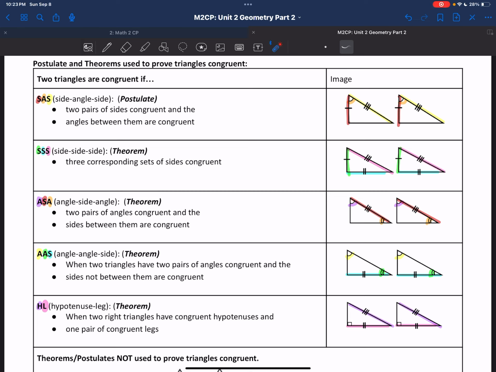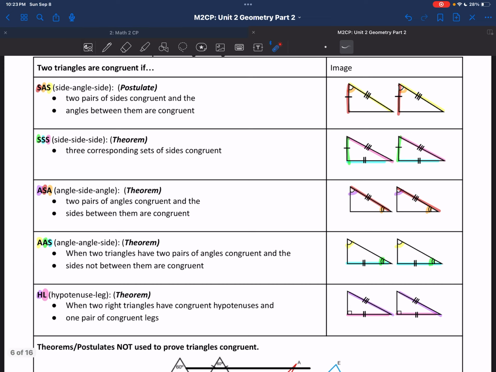And then lastly, you have the hypotenuse leg. When two right triangles have congruent hypotenuses and one pair of congruent legs, then we know that they're going to be congruent. Which makes sense, because if these are the same, let's say this is 4, 5, then it would make sense that this side's 3 and that side's 3, so it'd be the same. Alrighty, here's some very important ones, so we will practice these more. Make sure you color coordinate, and then we'll talk about how they're congruent if they have any of these properties.